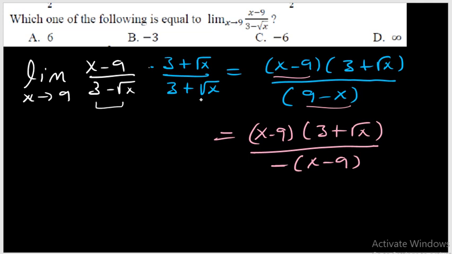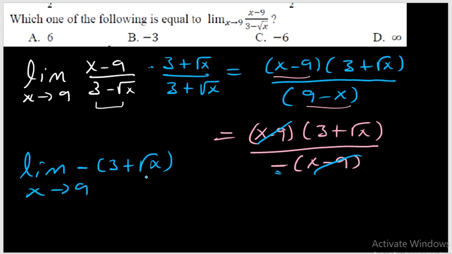So what to do now? We can cancel x minus 9. Then what remains? The limit of, don't forget there is a negative here, negative of 3 plus radical x, as x goes to 9. When you substitute 9 it will be 3, and 3 plus 3 will be 6. So the answer will be negative 6. So that is C.